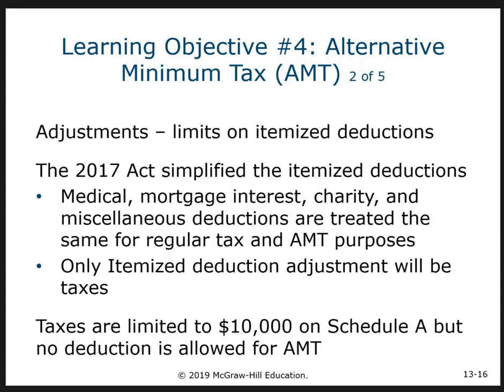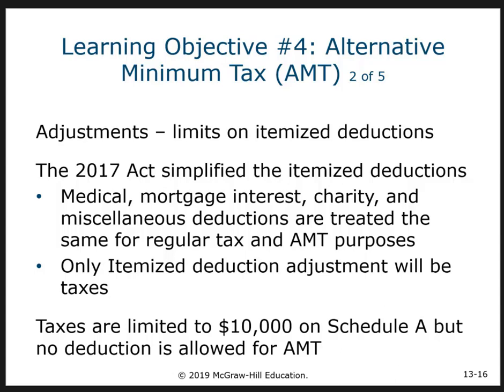Mortgage interest on a second loan had to be used for fixing up your house to be deductible under AMT, but not under regular. Now that's the case under regular, so regular and AMT are the same. So there have been changes to both the regular and the AMT, and what's happened over time is they've become more the same than they are different. So what it really comes down to is how much the taxes are.